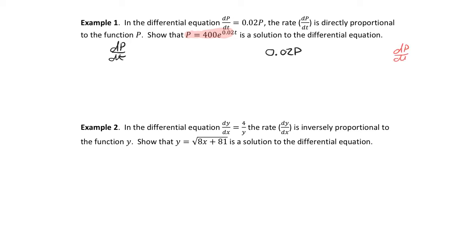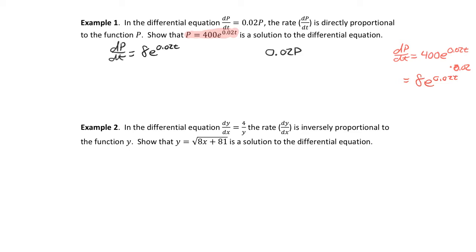dP/dt is equal to, well, it would be 400, because it's a constant multiple, times e to the 0.02t, and then we would have to multiply by the derivative of the exponent, and the derivative of 0.02t is going to be 0.02. So I'm going to multiply that down there. Sorry about that. And if you multiply 0.02 by 400, you end up with 8 e to the 0.02t. So I've actually done all the work over here. dP/dt is 8 times e to the 0.02t.